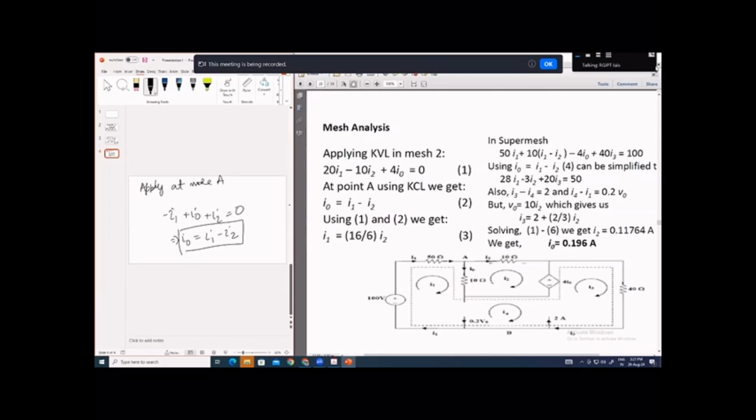Now, if you put this I0 here, it will be 4 times I1 minus I2. So the whole equation we have got for KVL will be a function of I1 and I2. That is what is written here. That means I1 will be 16 by 6 divided by I2. There is a direct relation between I1 and I2.